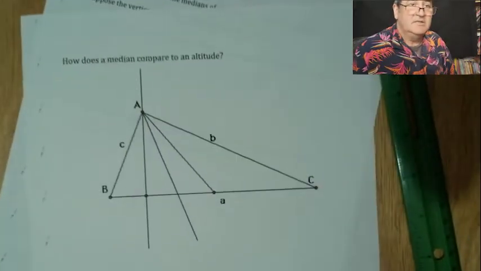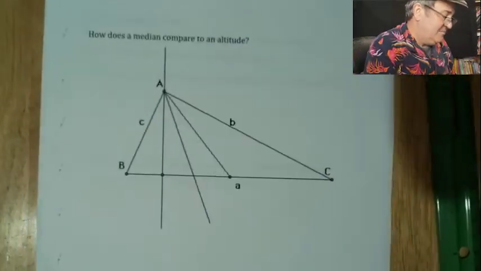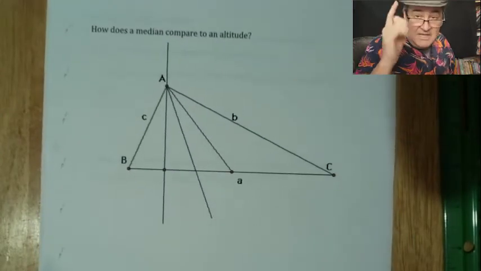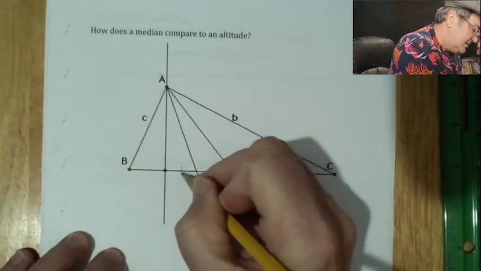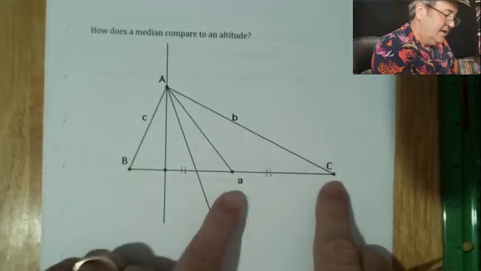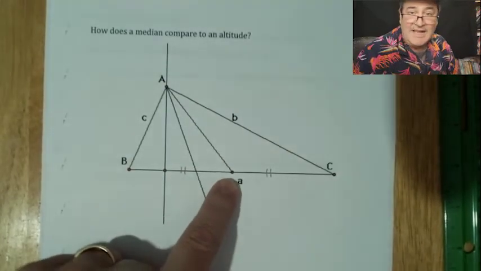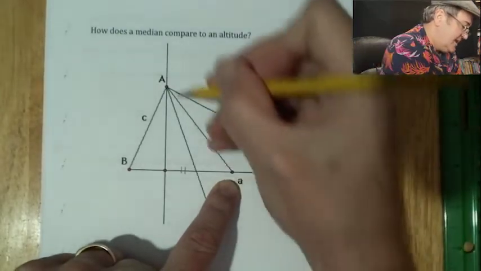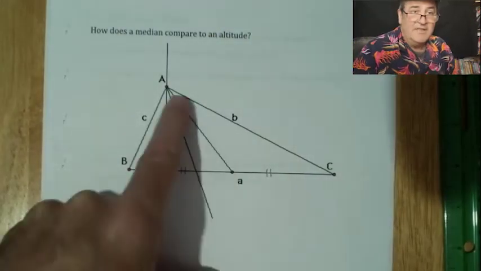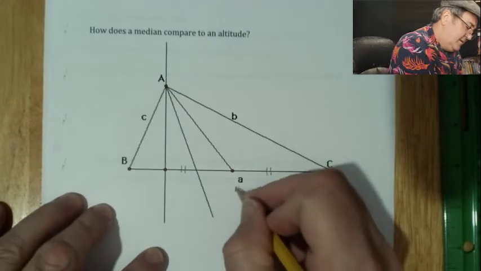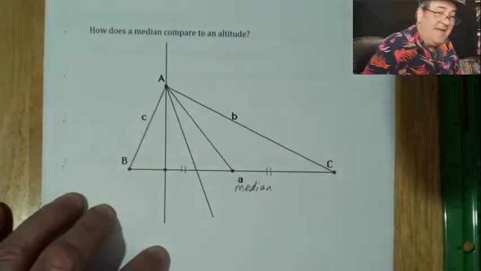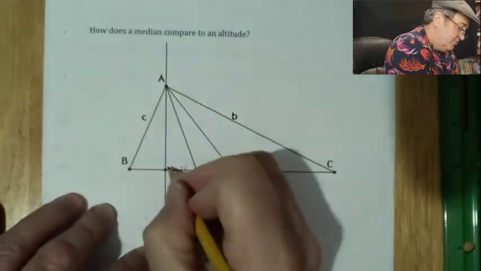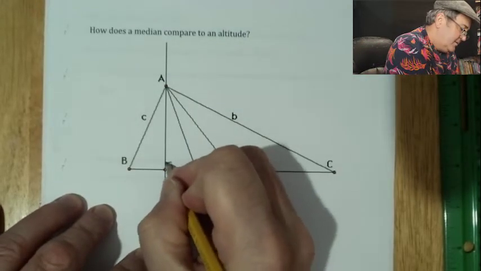Let's look at this. How does a median compare to an altitude? All right, the median is calculated from the midpoint. That means that this is the same distance as this. From B to A and A to C is the same distance because A is the midpoint. And we connect that to the other vertex. This is the median that we just did on the other page. That's a median. An altitude would come straight down at a 90-degree angle.